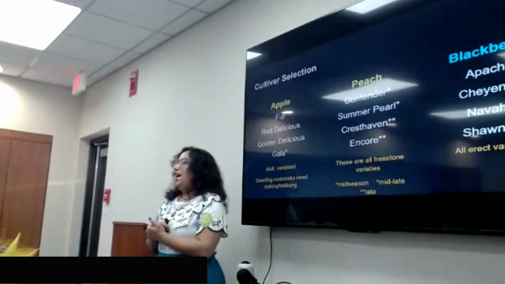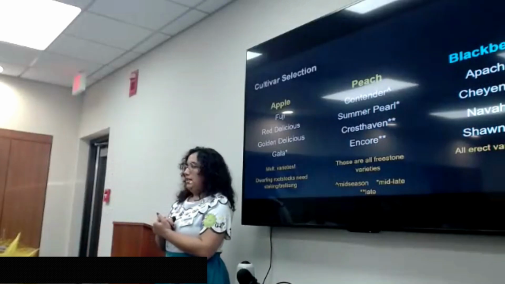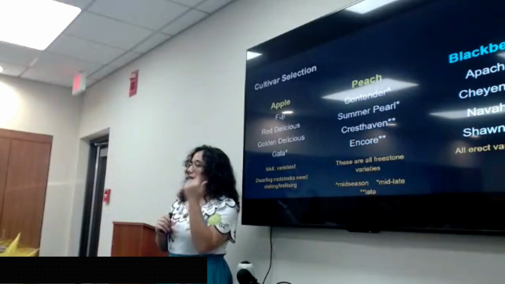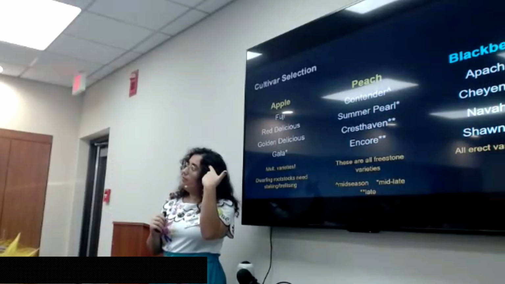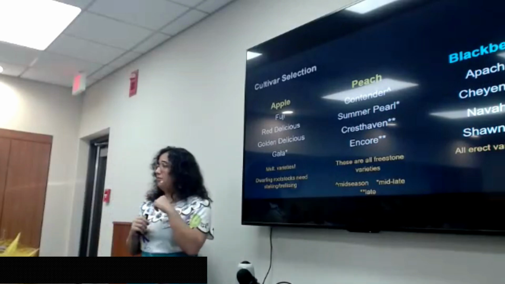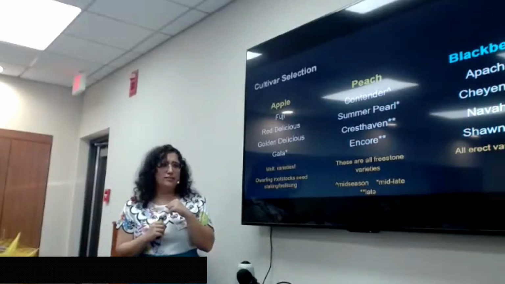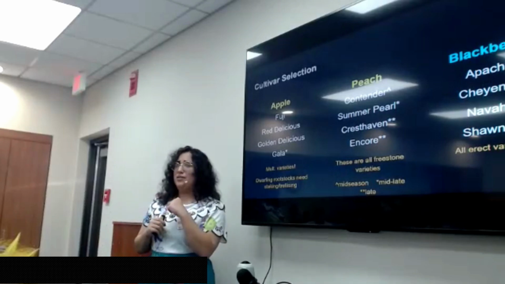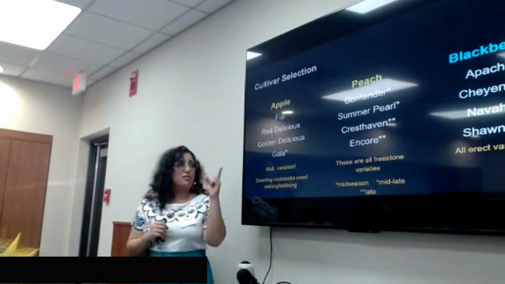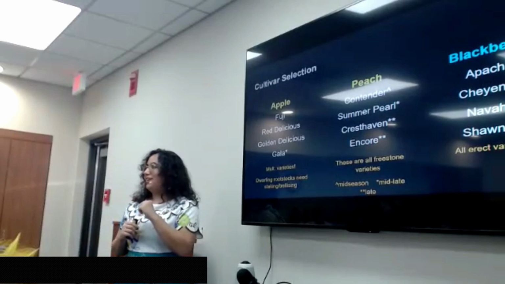So cultivar selection, and Karen, feel free to jump in at any time because I'm just going to be reading these off. I still am in my Georgia cultivar range because Contender does terrible in Georgia. I think we had like 500 of those baby trees and like 400 of them died. So it's amazing to me that Contender is amazing here.